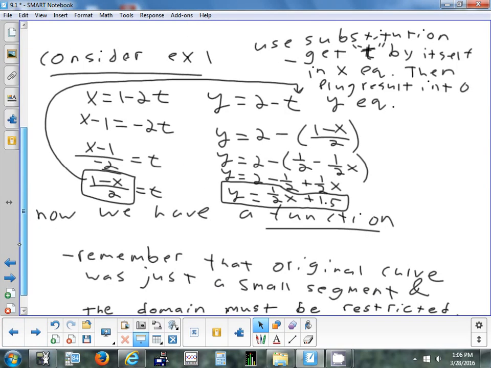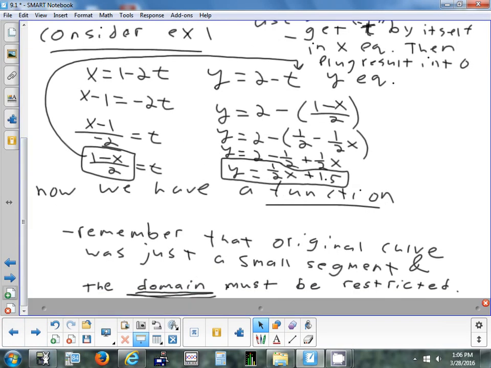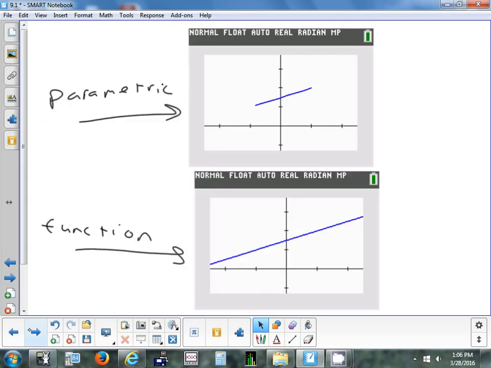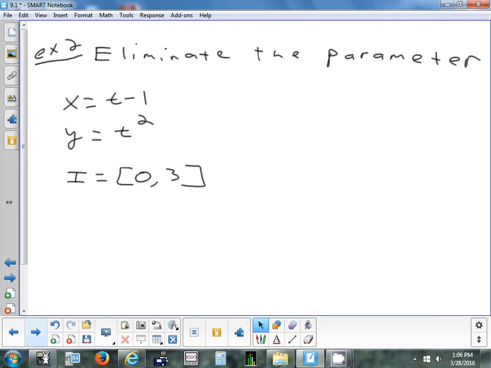Okay. Any questions on that idea? Remember, if you remove the parameter, you have to write the domain. Even if the directions don't say to write the new domain, it just says eliminate the parameter, you have to give me the domain. That's part of eliminating the parameter. All right, so let's try it here and see what happens.